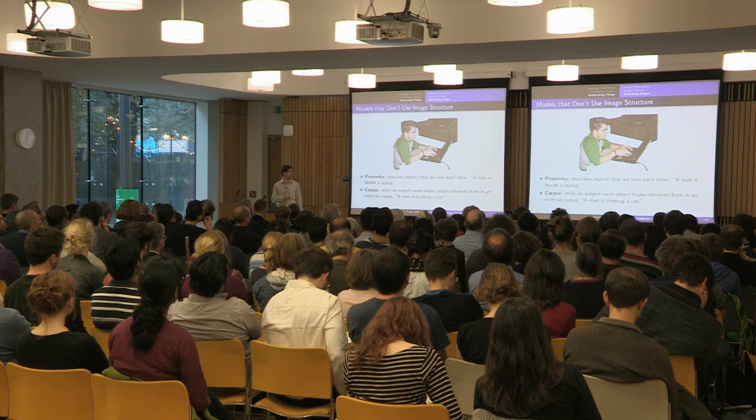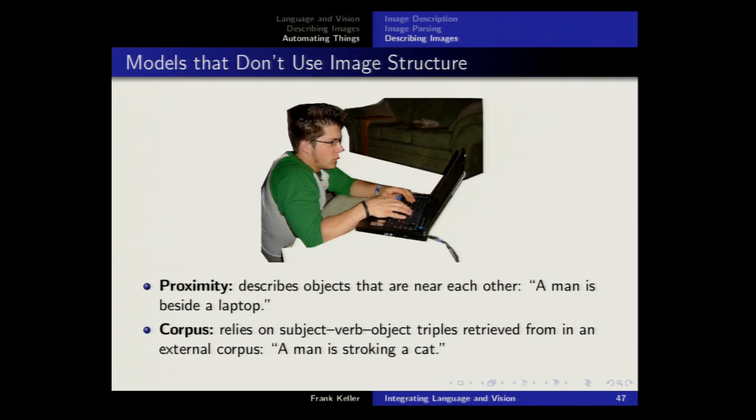One is a proximity model, which simply talks about objects that are close to each other. So here, for example, the laptop and the man are close to each other, so maybe it's good to mention those two objects, and it could say a sentence like, a man is beside a laptop. Not very good for verbs, right, because we only can say things like above, beside, and so on. However, we can get verbs from a corpus. A corpus is just a large collection of text. So in the corpus, we want to see what people do with laptops, what people do with cats, and we take the most likely verb that the corpus gives us.